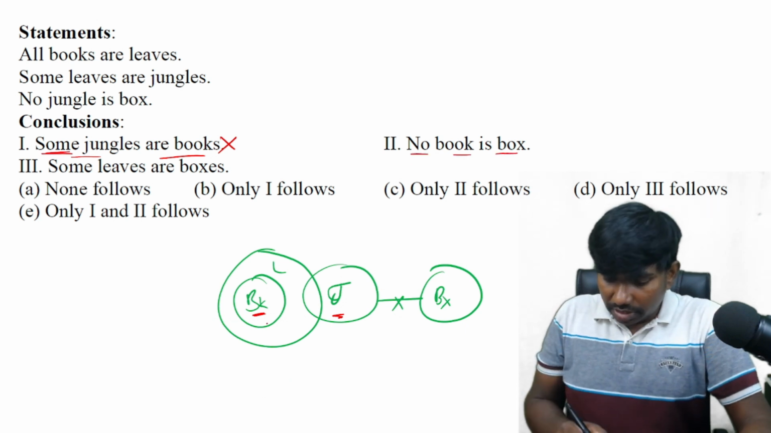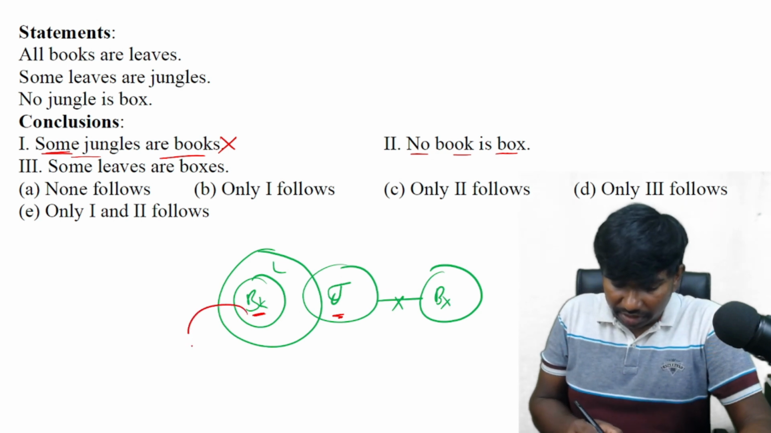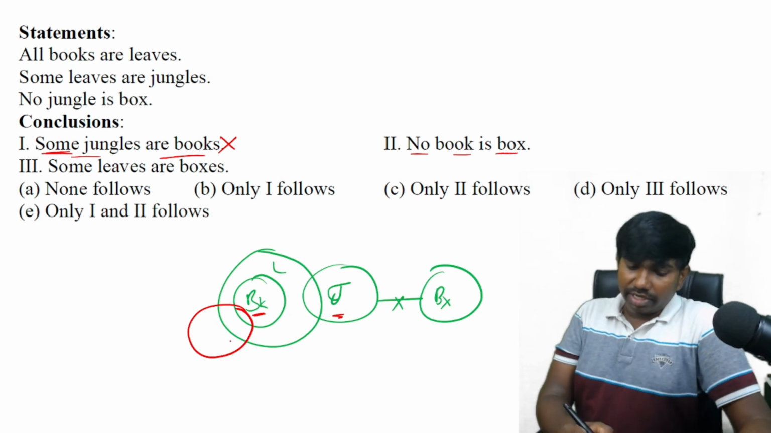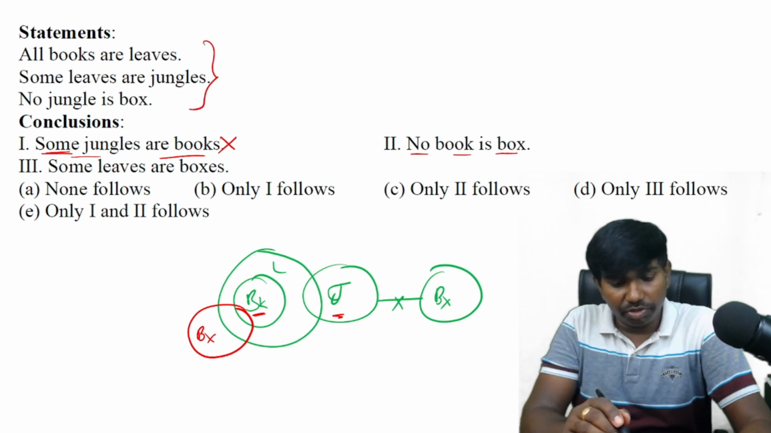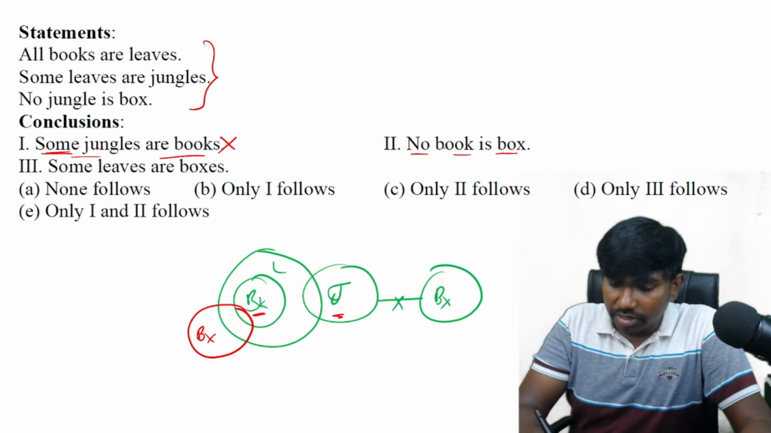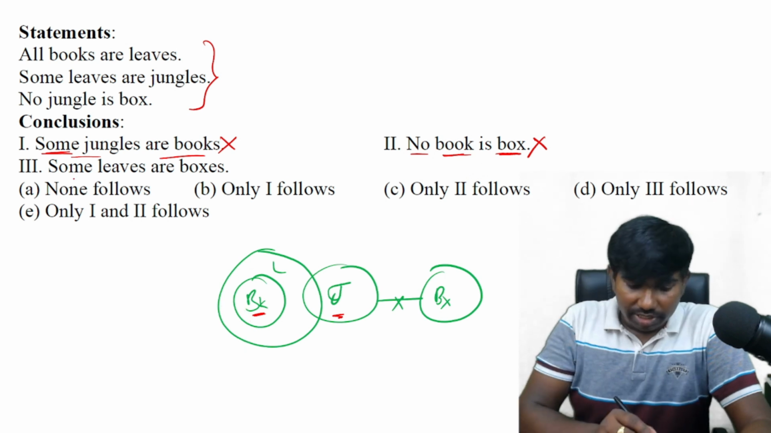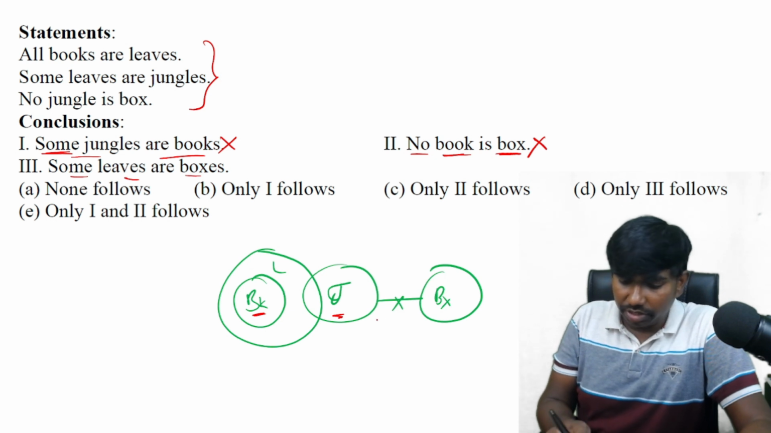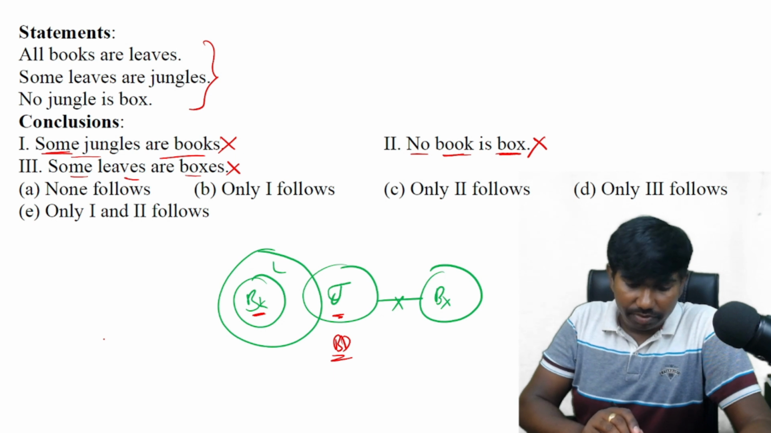No book is box. Some books can be boxes or not? Yes. Instead of drawing box here, what if I draw the box like this? There is no intersection between box and jungle. So as long as there is no intersection between box and jungle, there is no disturbance in the statements. See, without disturbing the statements, we can conclude that some books can be boxes. That's why this fails. Okay. Next, some leaves are boxes. So here positive definite conclusion. The basic diagram result is the final result. This is the basic diagram. So the answer for this question is, yeah.